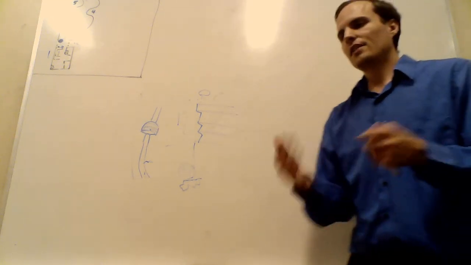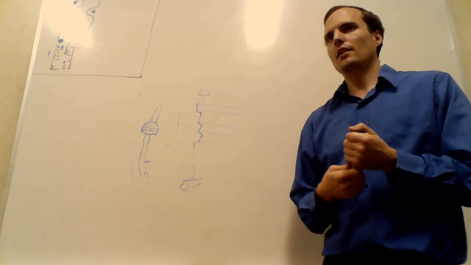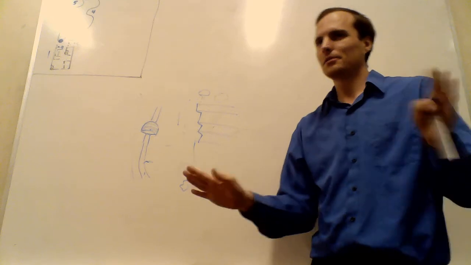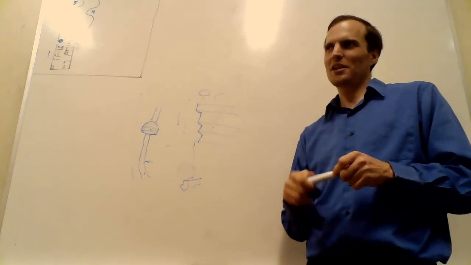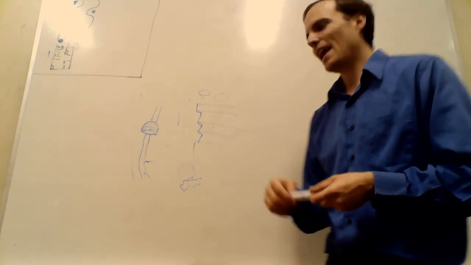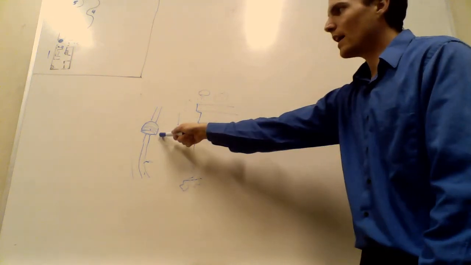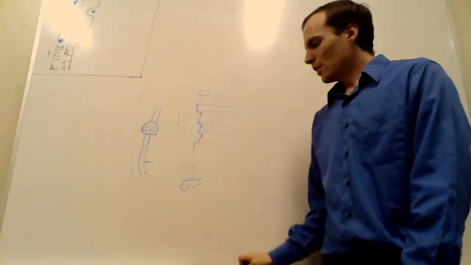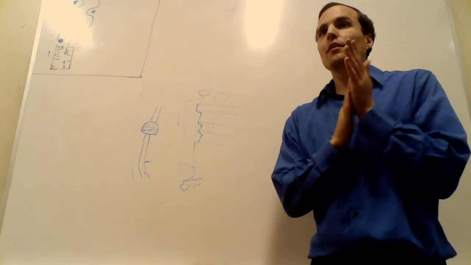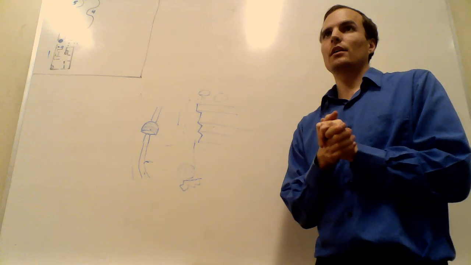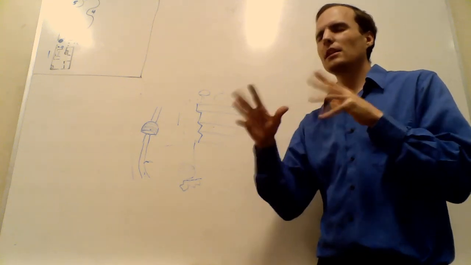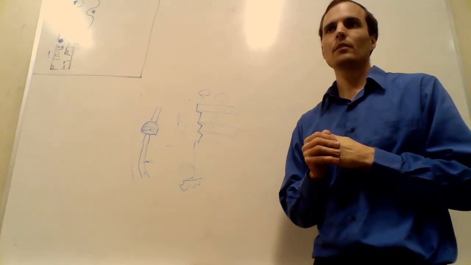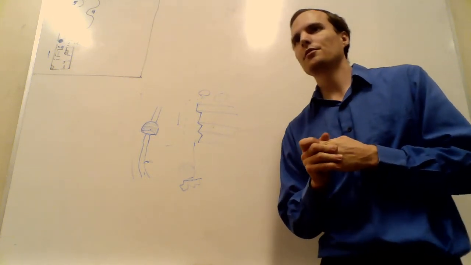7 rhymes with heaven, 8 rhymes with gate, 9 rhymes with tine, or line. Don't worry about that one. 9 doesn't come up very often, thankfully. 10 rhymes with hen. All right. Anyway, so 5, beehive. So the beehive will make you think of the number 5. And that means the median survival rate is 5 years. Median survival rate is 5 years.